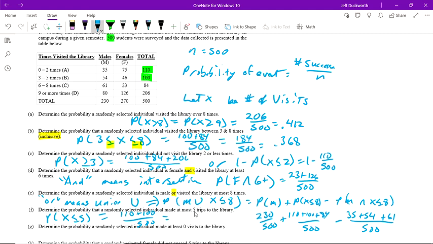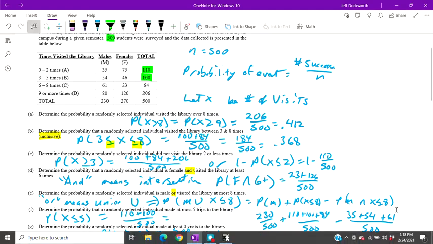G, the probability a randomly selected individual made at least 0 visits. Well, all of these people made at least 0 visits. At least is that many or more. So this is just 1. So it's either probability that x is greater than or equal to 0, which is 500 over 500, which is 1. That's all that is.